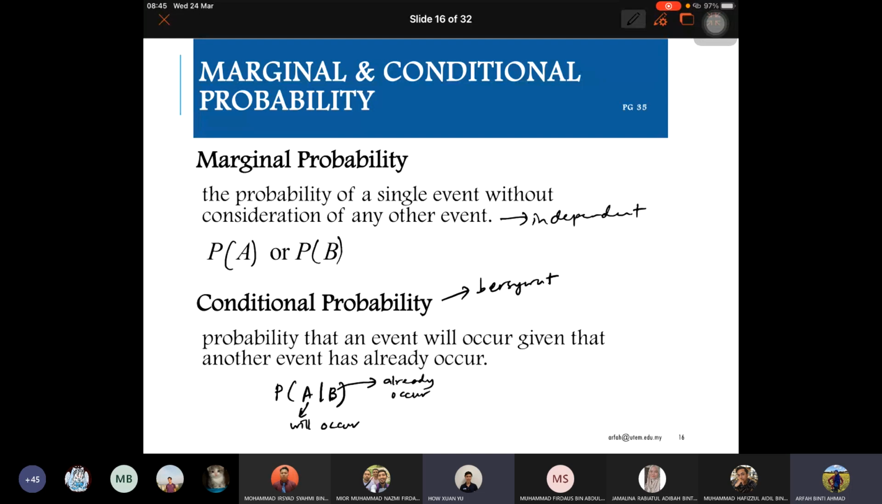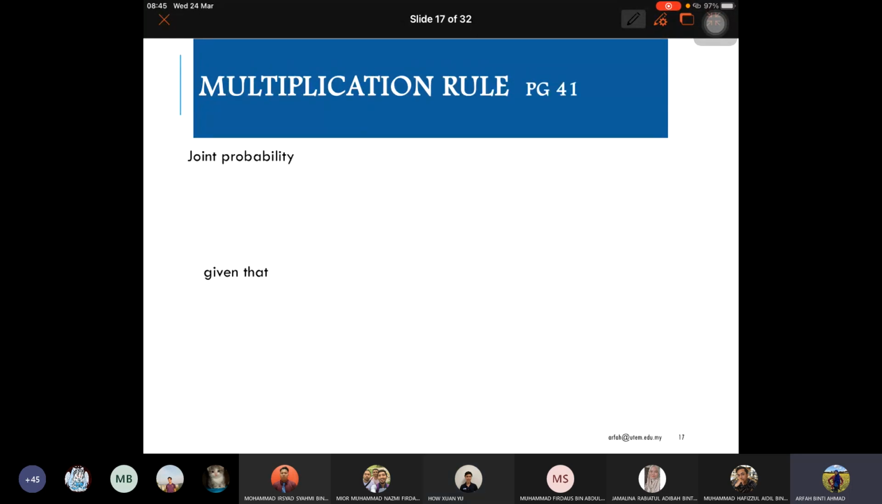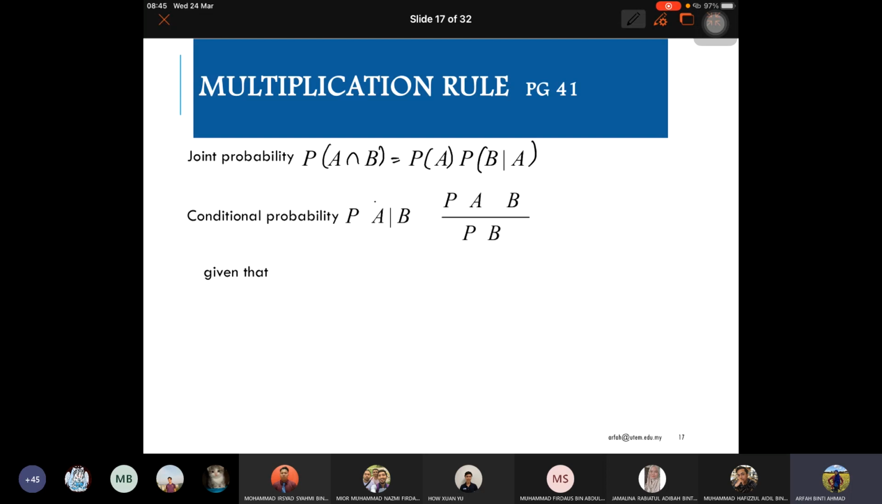Okay. So, joint probabilities, that means yang tadi, kalau kita ada probability of A and B, dia akan sama dengan probability of A multiply with probability of B given A. Sebab daripada konsep conditional probability ni, kebarangkalian A given B sebenarnya adalah probability of A and B bahagi PB. Okay.